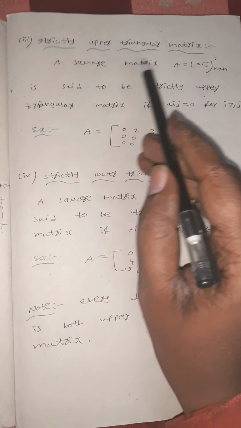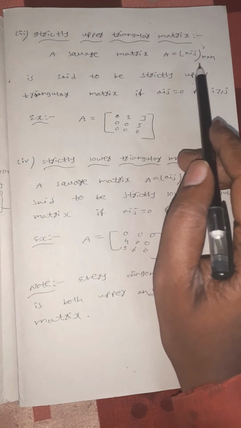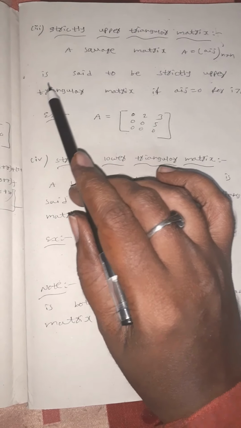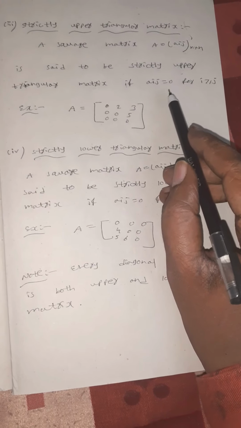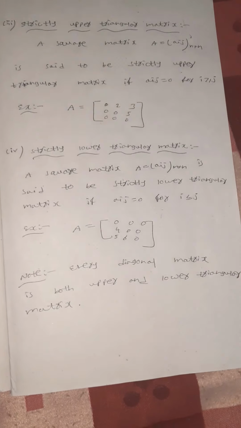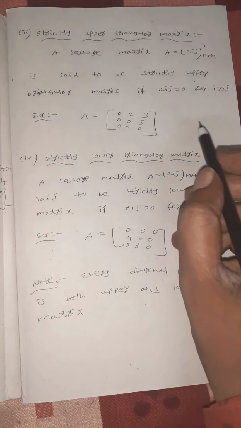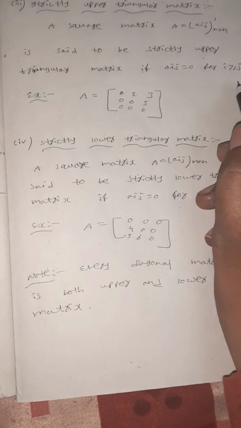So next, strictly upper triangular matrix. A square matrix A = [Aij], an n by n square matrix, is said to be a strictly upper triangular matrix if Aij is equal to 0 for i greater than or equal to j. So that is the difference between an upper triangular matrix and a strictly upper triangular matrix. Here i is greater than or equal to j.